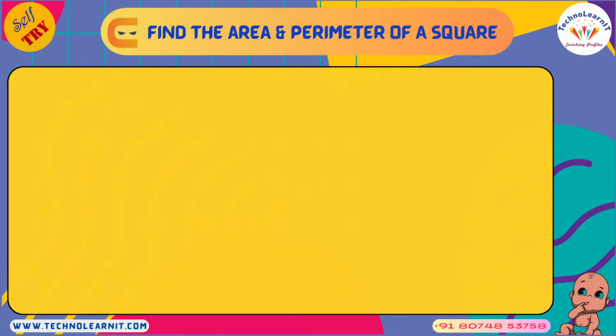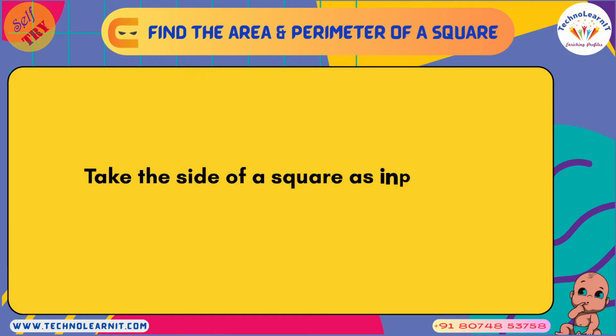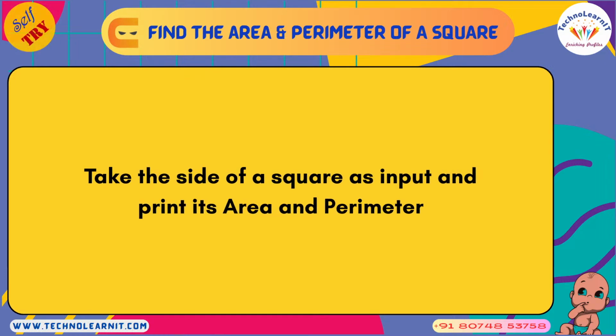All right. The next one is to find the area and perimeter of a square. And I'm sure you can try this program on your own. So here is a description of the program. Take the side of a square as input and print its area and perimeter. Okay.